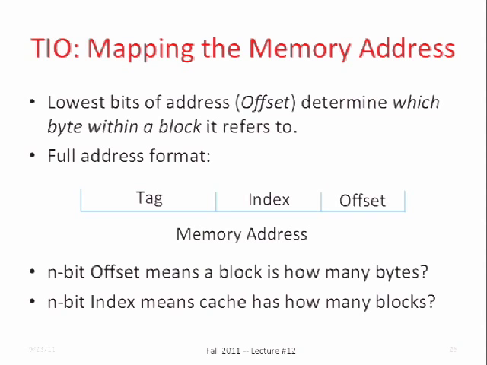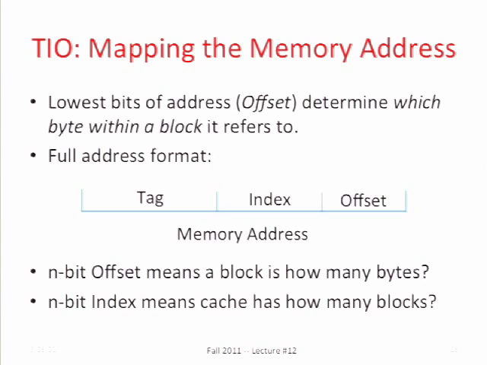So if you have an n-bit offset, how many bytes do you have per block? Well, 2 to the n. So when we had blocks of size 4 bytes, we needed 2 bits for the offset. The index, again, if you have an n-bit index, then you have 2 to the n places in your cache, blocks in your cache. So if you wanted to have a cache of 1,024 lines, you would have 10 bits in your index. And then the rest of the bits go to the tag. So that's the summary of the TIO.